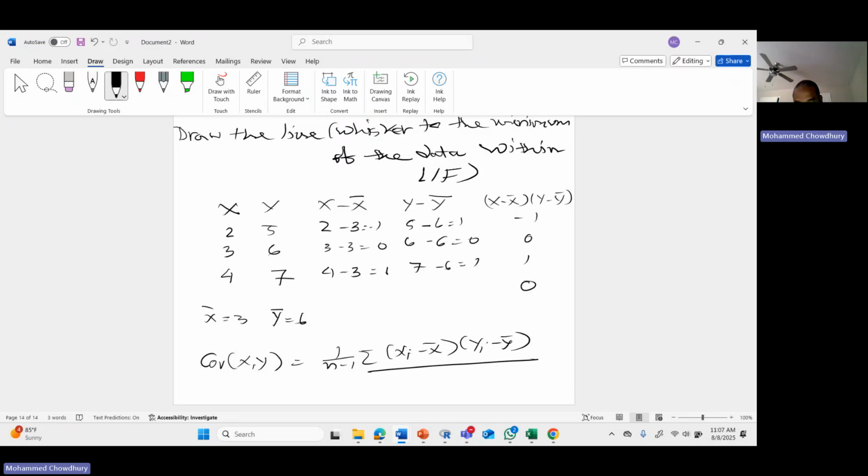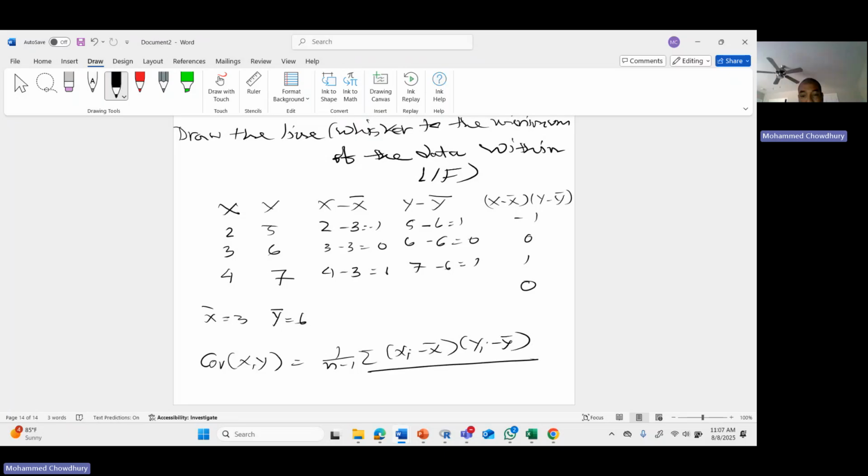But a limitation of the covariance is that it cannot tell how strongly or weakly two variables are correlated. It cannot tell how strongly or weakly two variables are correlated. In order to do that, we need to compute the correlation coefficient.